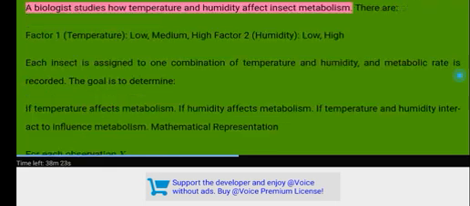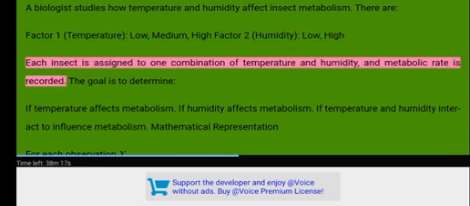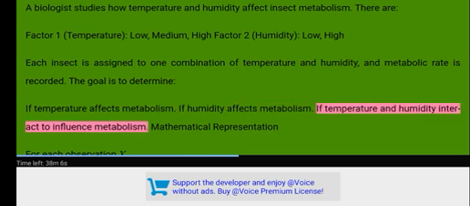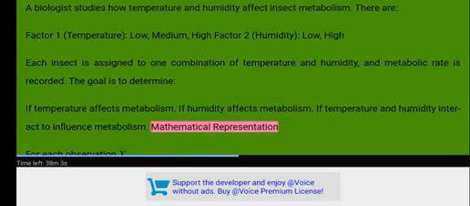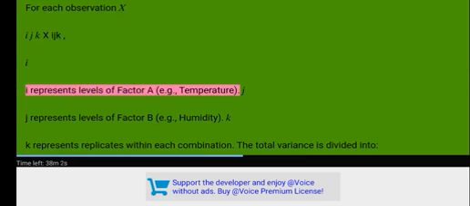Example in biology. A biologist studies how temperature and humidity affect insect metabolism. There are factor 1, temperature: low, medium, high; and factor 2, humidity: low, high. Each insect is assigned to one combination of temperature and humidity, and metabolic rate is recorded. The goal is to determine if temperature affects metabolism, if humidity affects metabolism, and if temperature and humidity interact to influence metabolism. Mathematical representation: for each observation X_ijk, i represents levels of factor A, e.g., temperature.